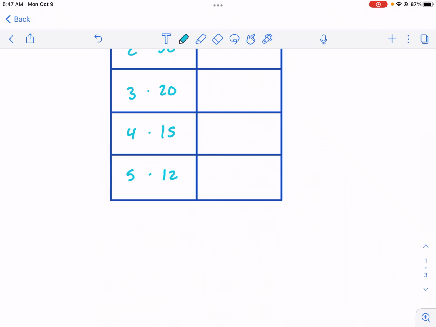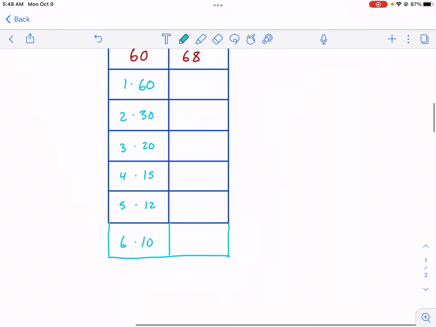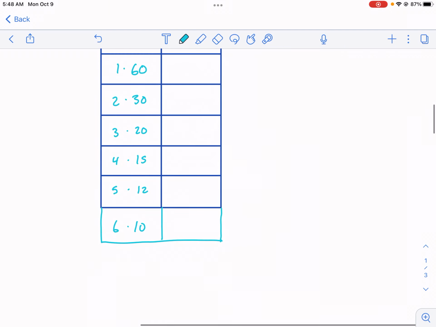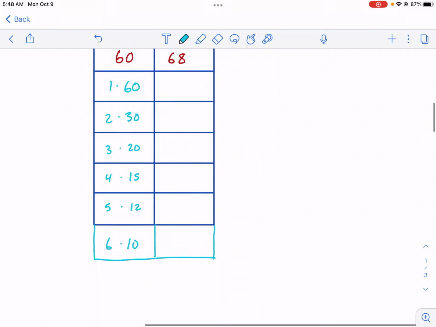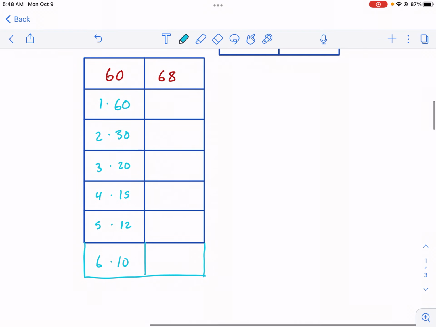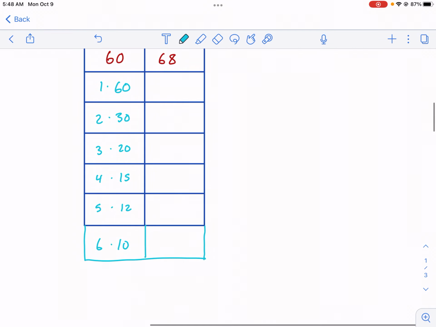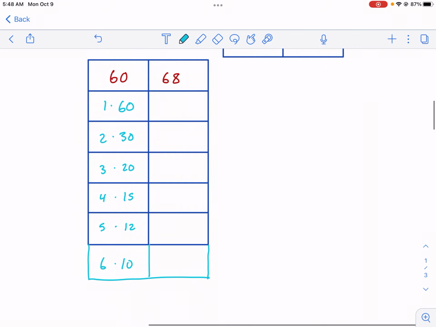So if I increase the number of boxes here, I'm just going to extend it, not in the best way, but this serves my purposes. 6 times 10. I don't think we're going to get 7, 7 is not a factor, 8 is not a factor, 9, and then back to 10. Okay, so these are all the factors of 60. There's a lot. Now we have 1 times 68, 2 times 34.